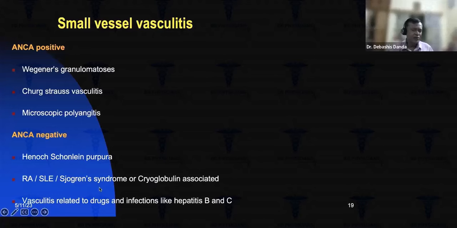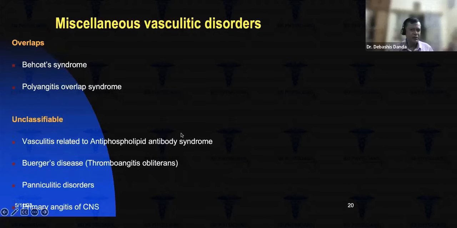cryoglobulinemia associated vasculitis, are small vessel ANCA negative vasculitis, and various vasculitis related to drugs and infections like hepatitis B and C can be also predominantly small vessel vasculitis. There are also overlaps like Behçet's syndrome can have large, medium, and small vessel involvement. Polyangiitis overlap can have large and medium.